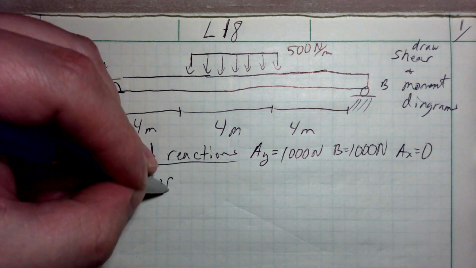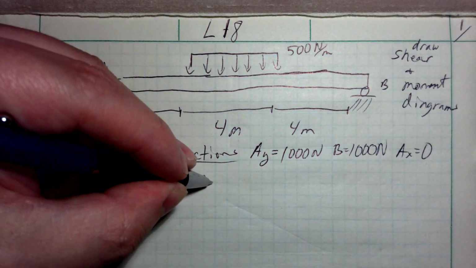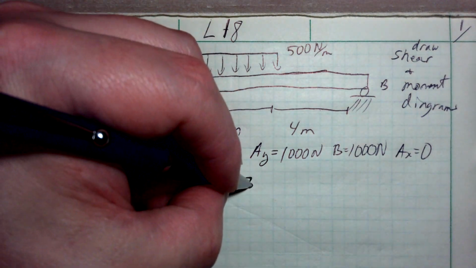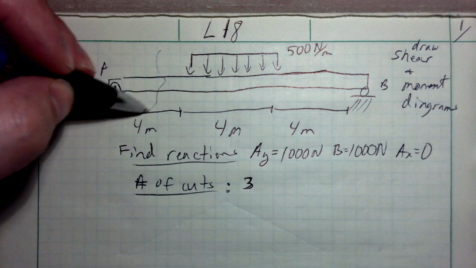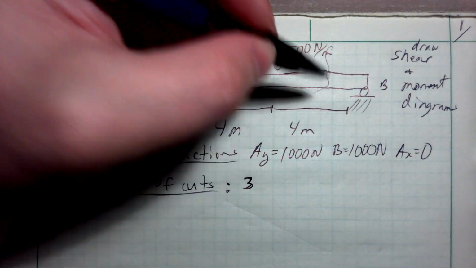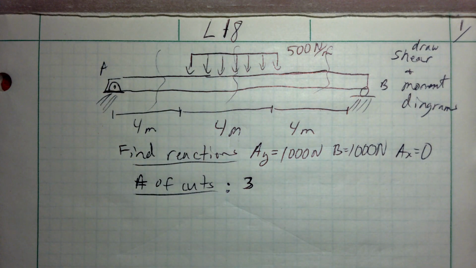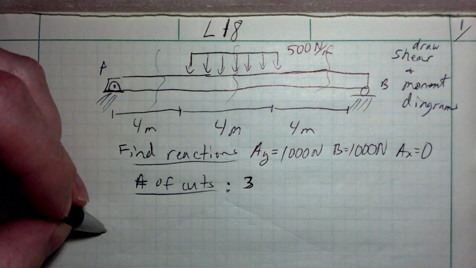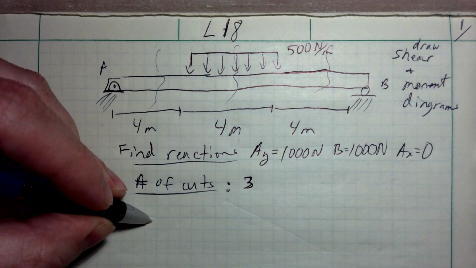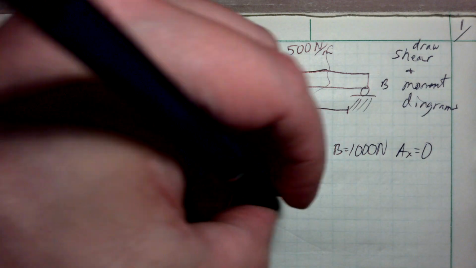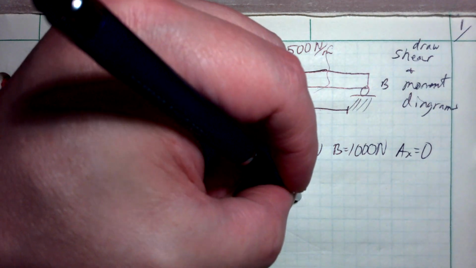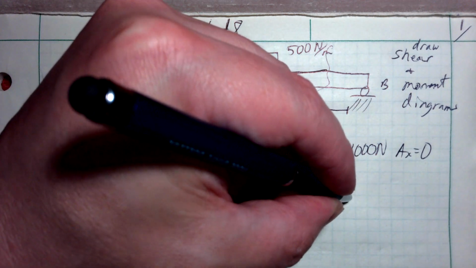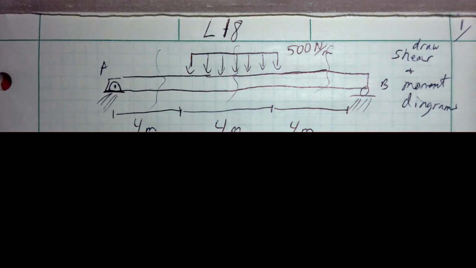If I look at the number of cuts, there's going to be 3. 1, 2, 3. 3 cuts needed for this. Okay, so we're going to do 3 cuts. We're going to start with the first one, somewhere in the range of 0 to, basically x is going to be between 0 and 4 meters.